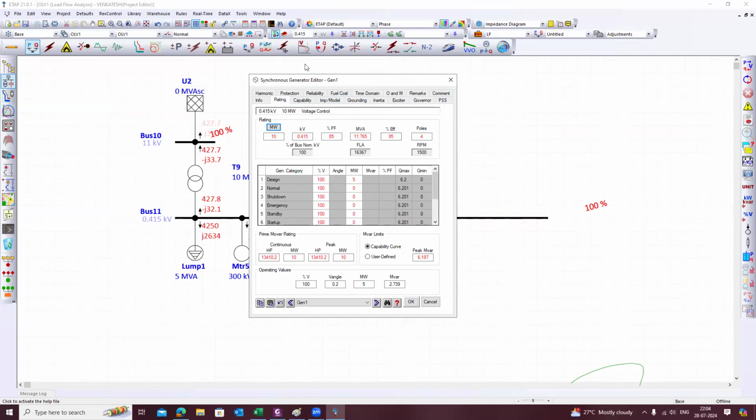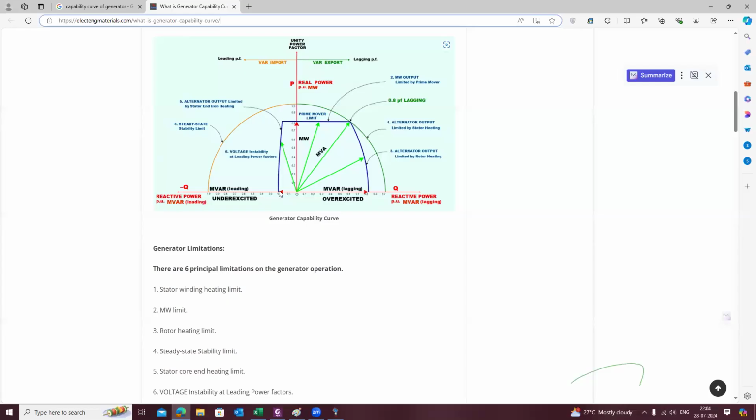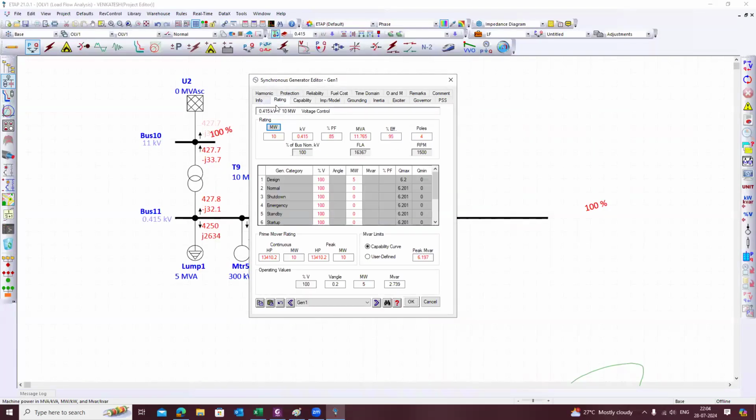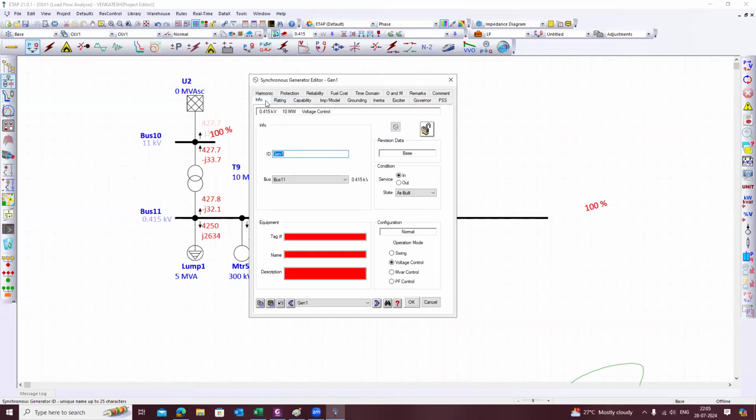Next is the capability. This is the capability curve of the generator, which we have discussed here. Depending upon the data sheet provided by the manufacturer, we have to define the operating limits of the generator. Once you define the operating limits, while running the load flow or performing studies in ETAP, if the generator goes beyond this capability curve, it will give you alerts, so that you know whether the generator is operating well within the limits or not.